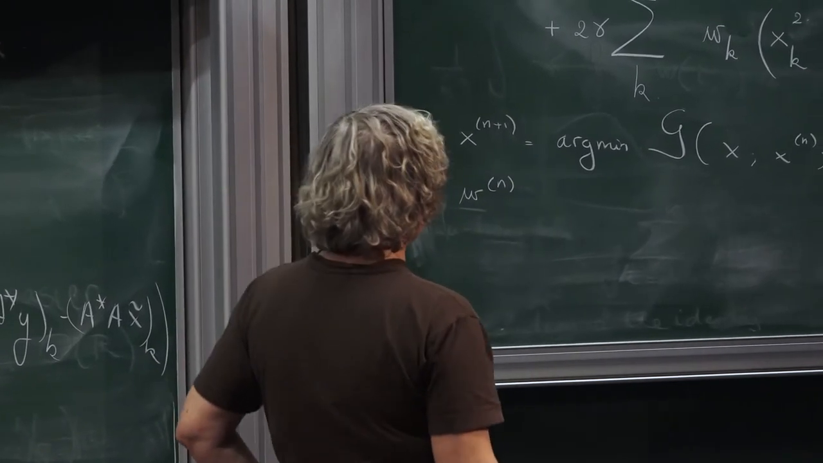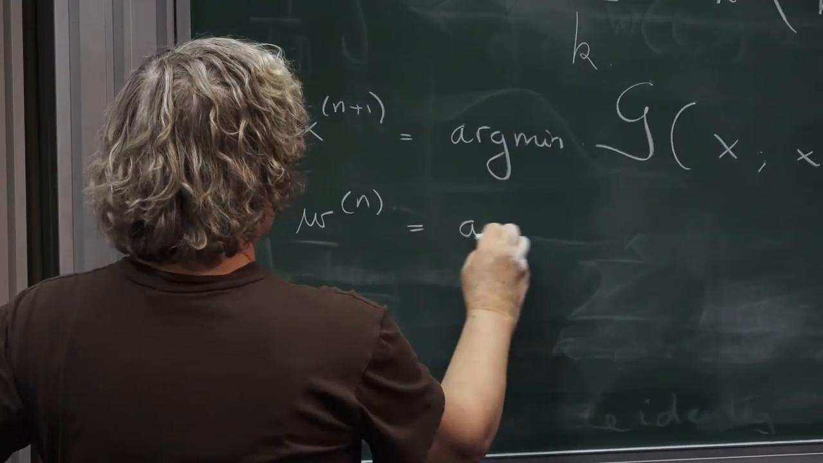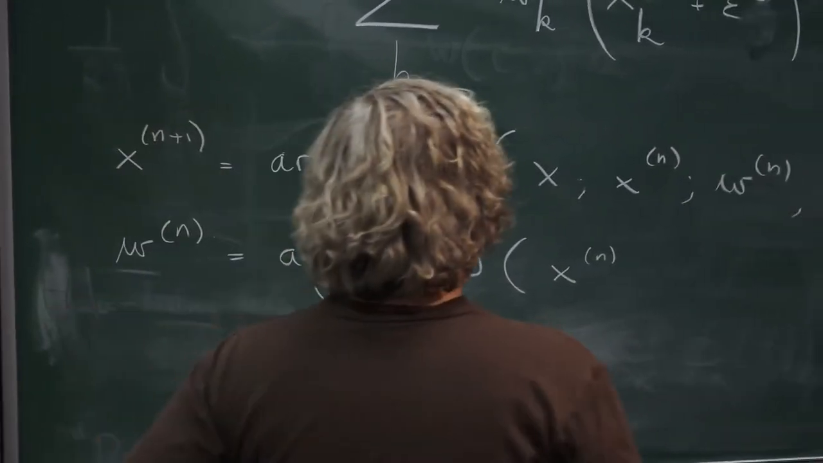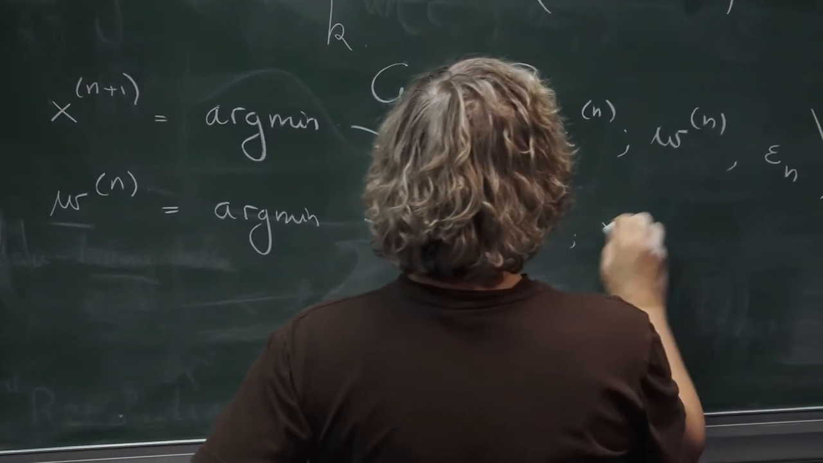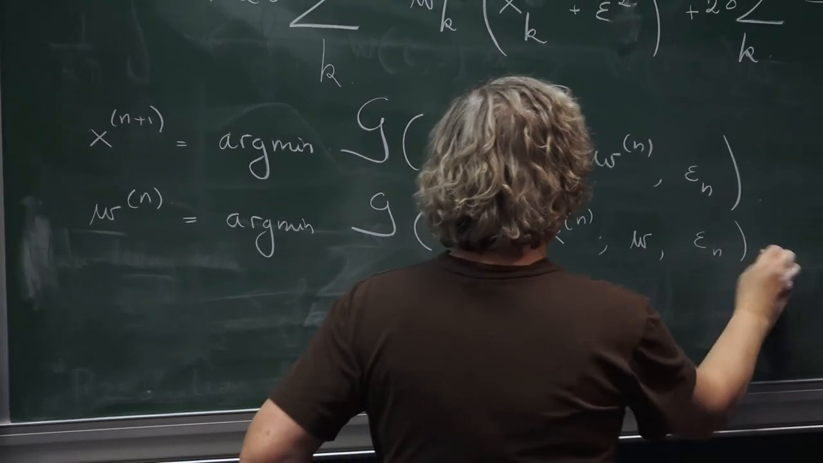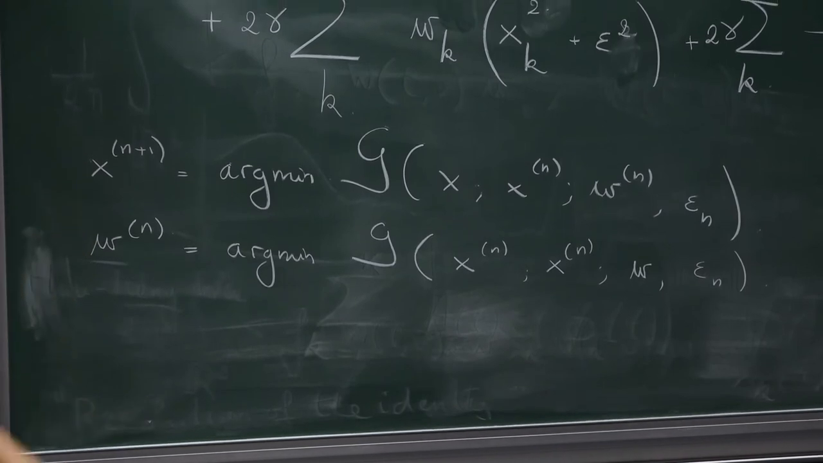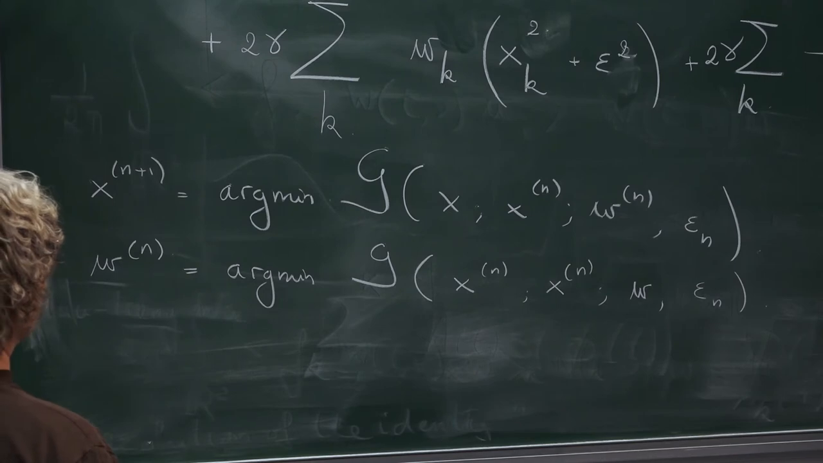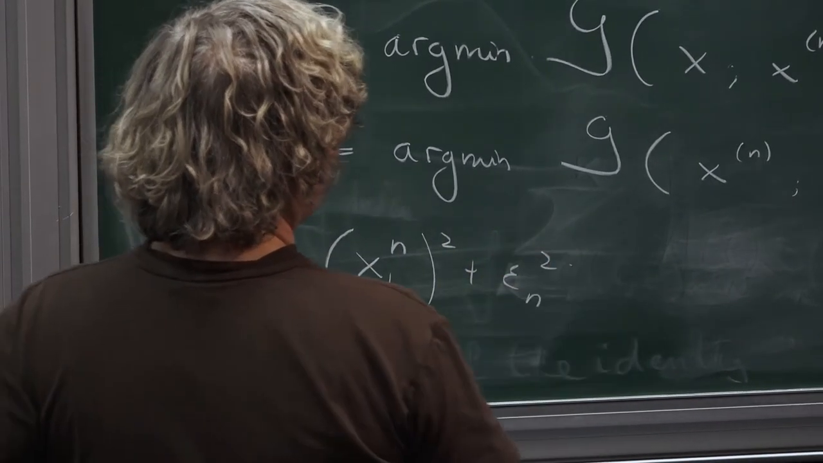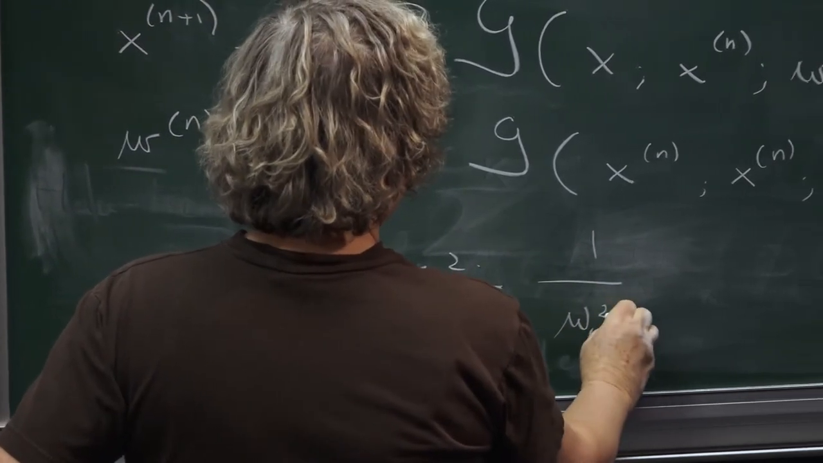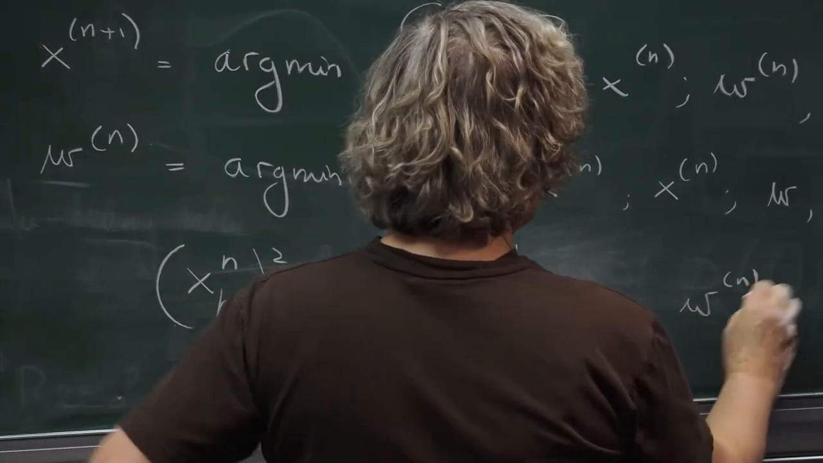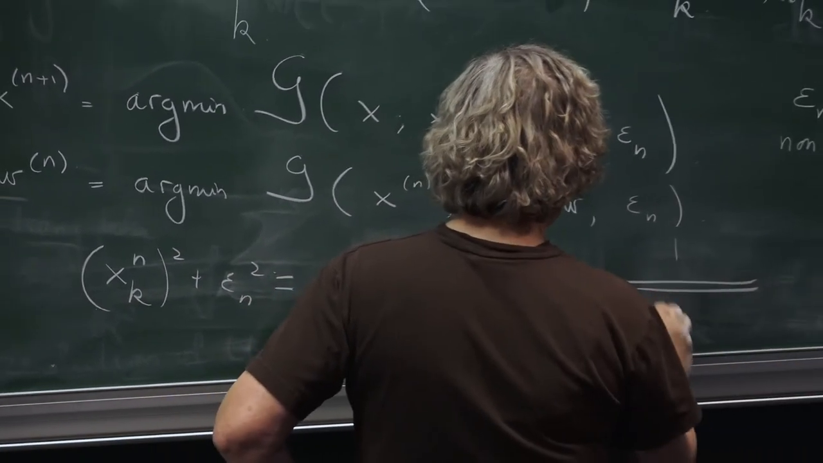W n is going to be the argmin of g of x n, w and epsilon n. That's easy to see immediately, because the equation we get for W is x n k squared plus epsilon n squared minus 1 over W k squared equals 0. So this is that. So W n k is 1 over that. But it's still convenient for me to think of it as something that I vary like that.